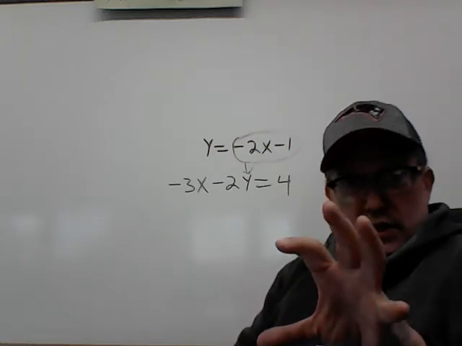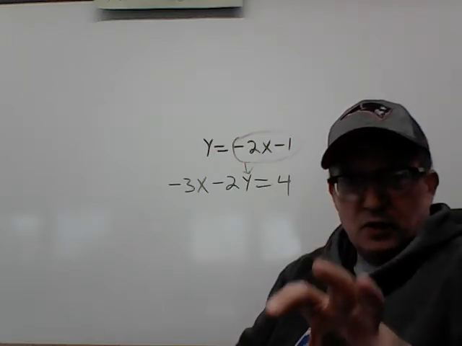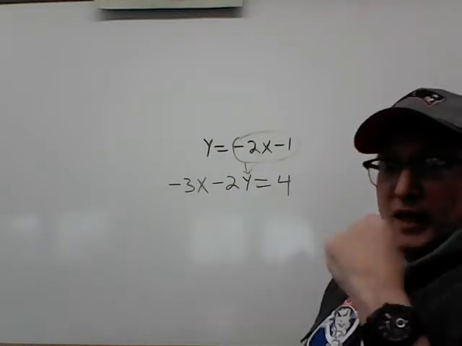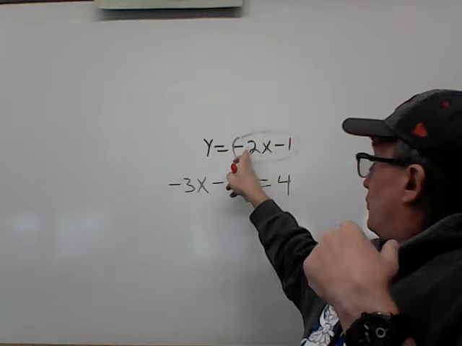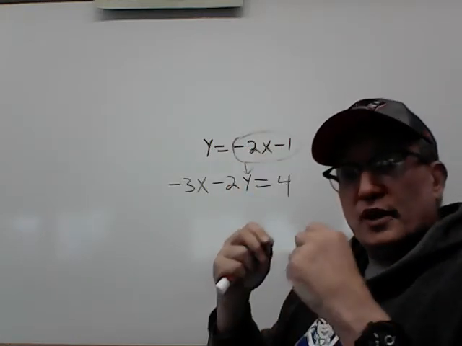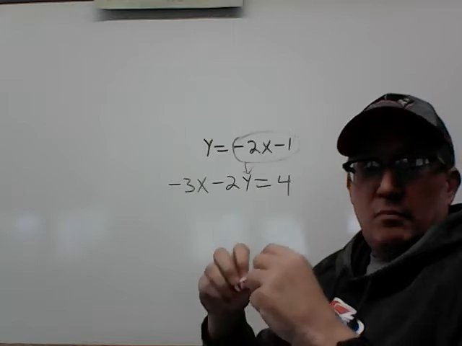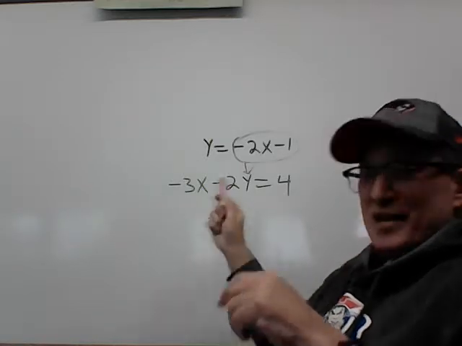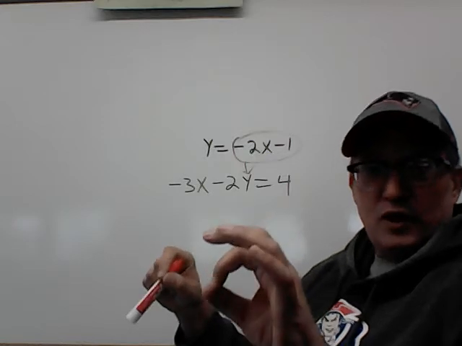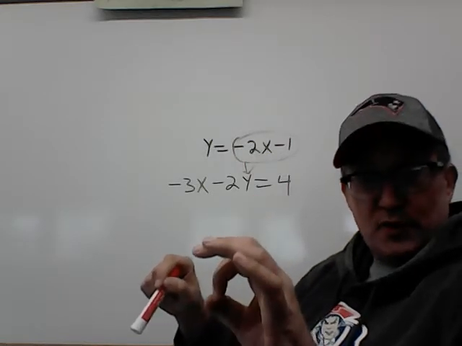Now, a couple of things about this substitution. First, the entire y has to be multiplied by something. Both the negative 2x and the negative 1, both of those constitute y. So they both have to be multiplied by a number down here. The distributive property comes into play. We must employ the distributive property and insert parentheses.